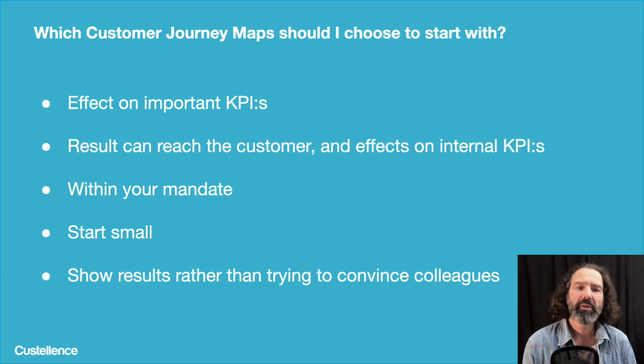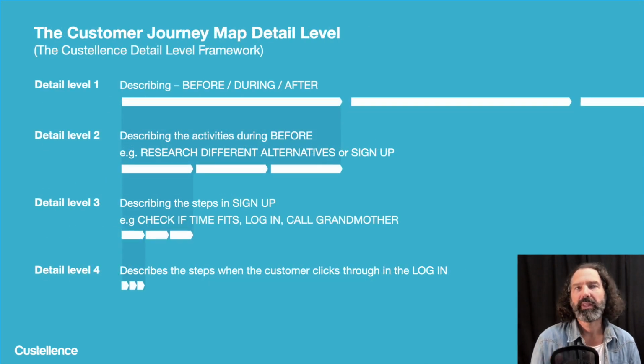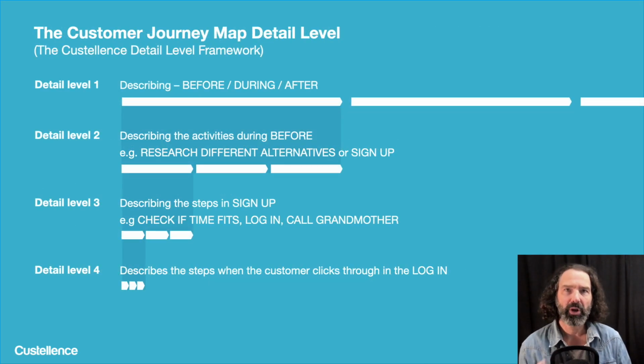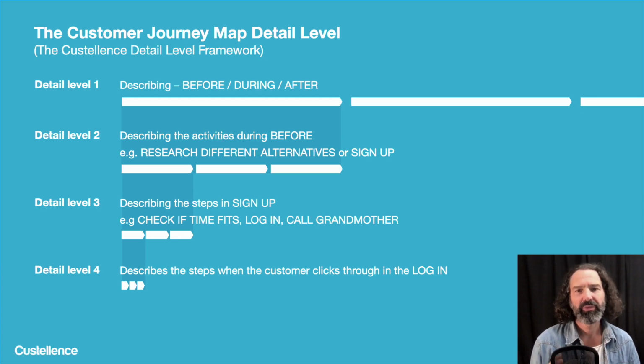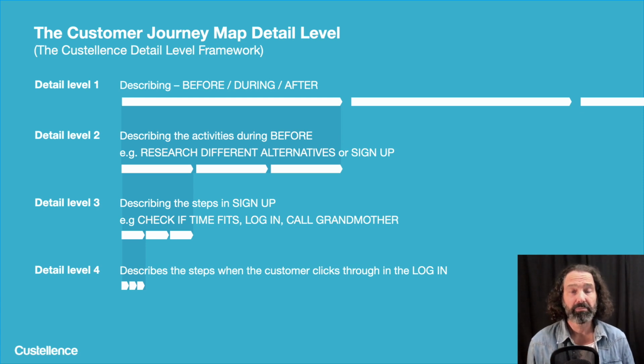And what detail levels to keep the journey maps on? That's also a question in the beginning of the process. And at Custellence, we developed kind of a framework to talk with our customers about detail levels, and it's very inspired from process mapping. Detail level 1 is obviously before, during, after. Not that useful, but don't forget those steps.